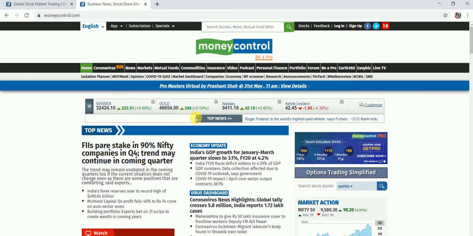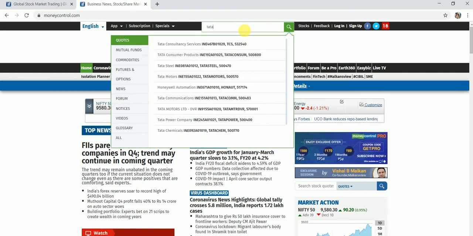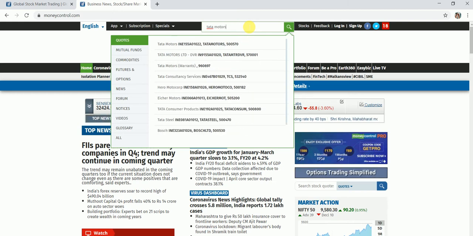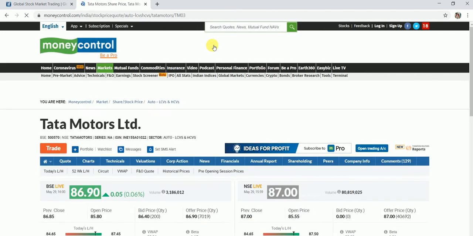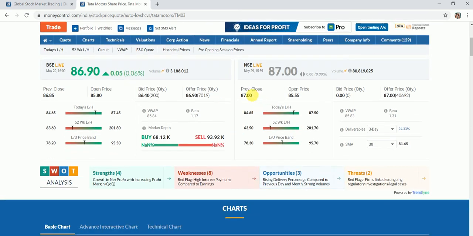If you want to find anything specific, for example about Tata Motors, all you have to do is go to the search box, click and type Tata Motors. So click on this Tata Motors. Now you will find over here the BSE and NSE value. You can check the previous day close, previous price, and all other data whichever you want.